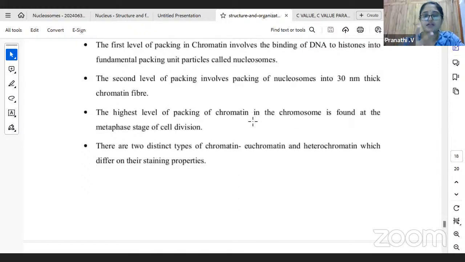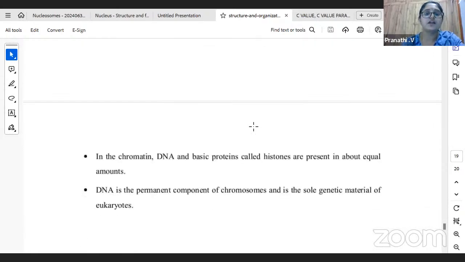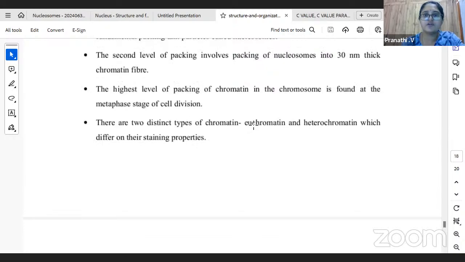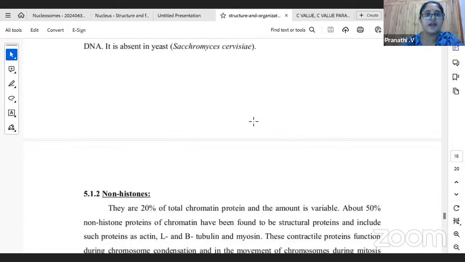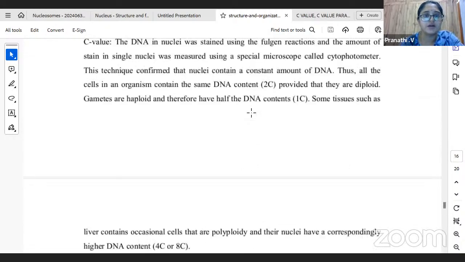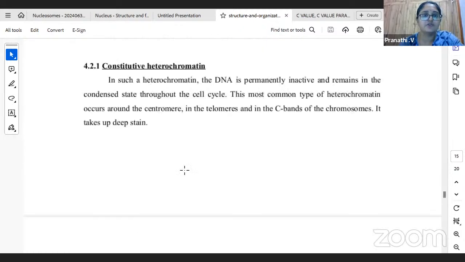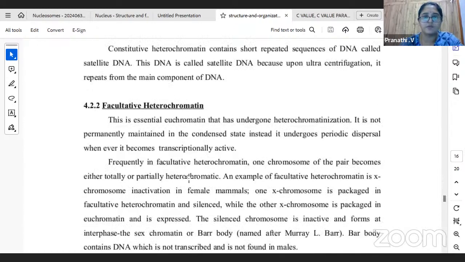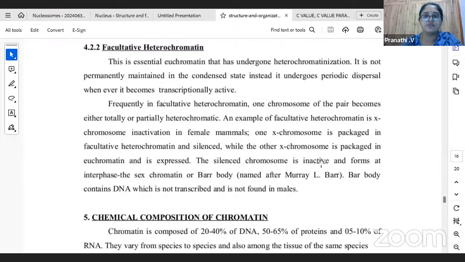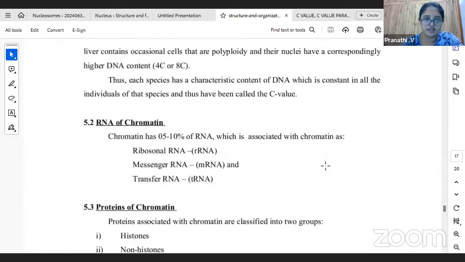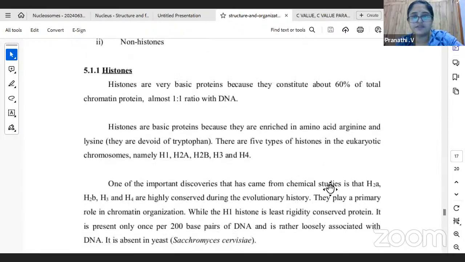Now, there are two types of chromatin, euchromatin and heterochromatin, based on how they stay. And heterochromatin is again of two types, facultative and constitutive chromatin, and this is basically based on whether gene silencing or chromosome silencing is taking place.